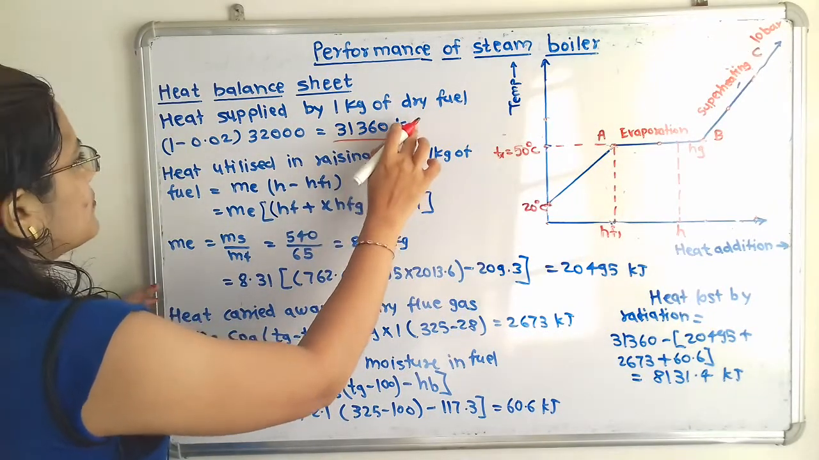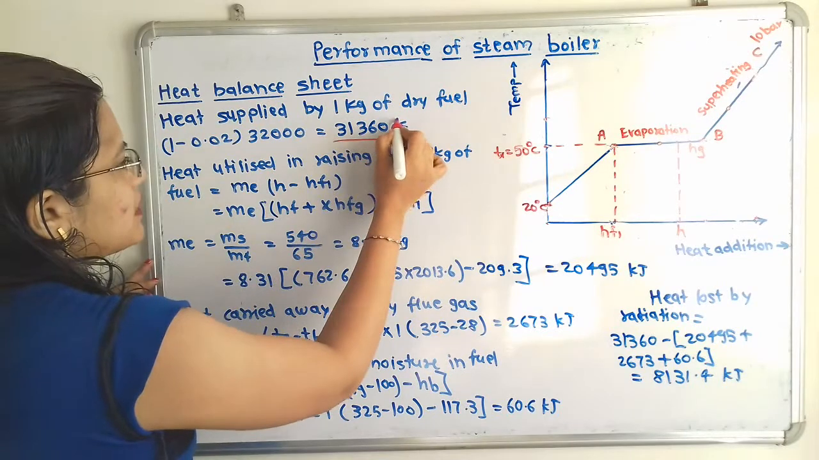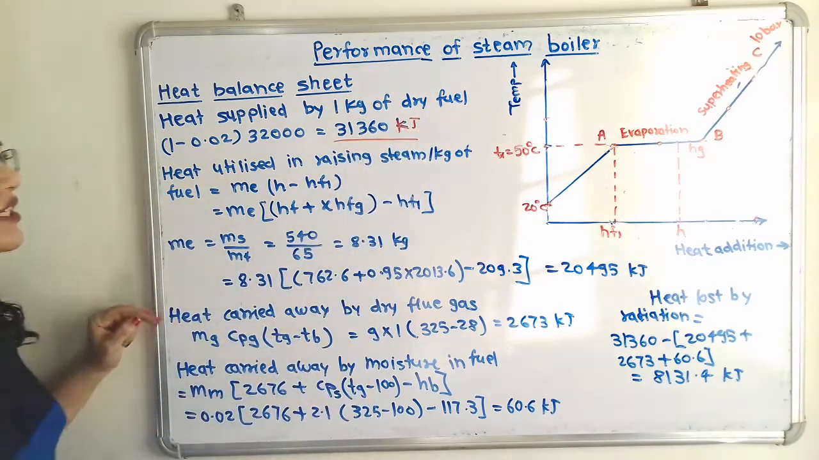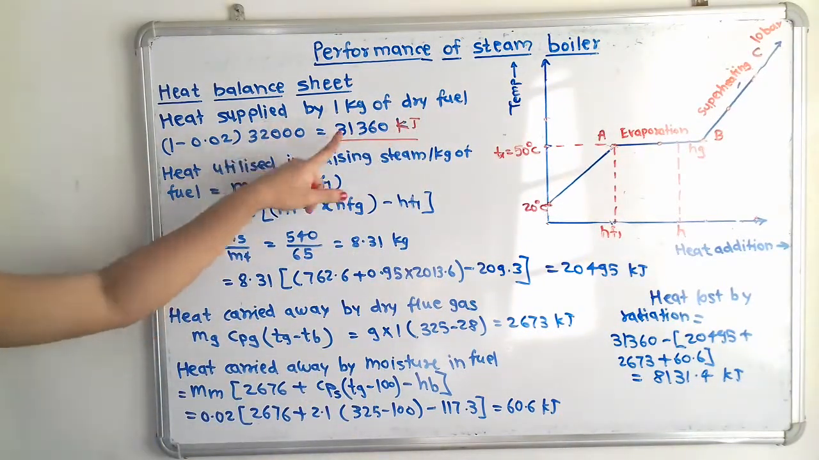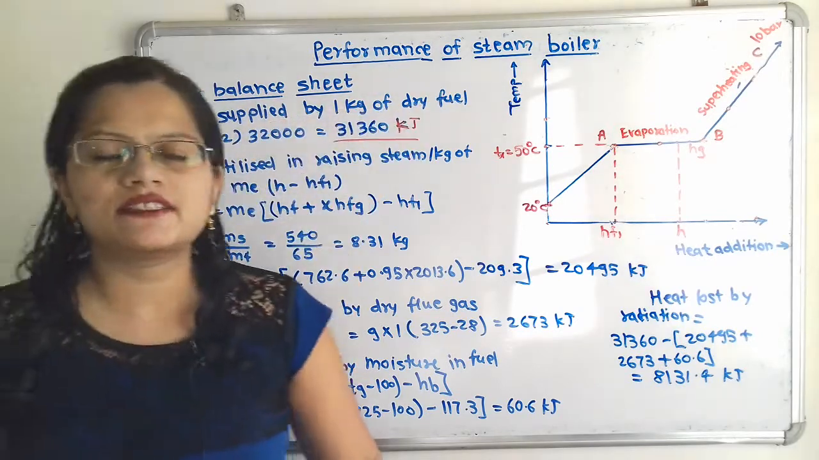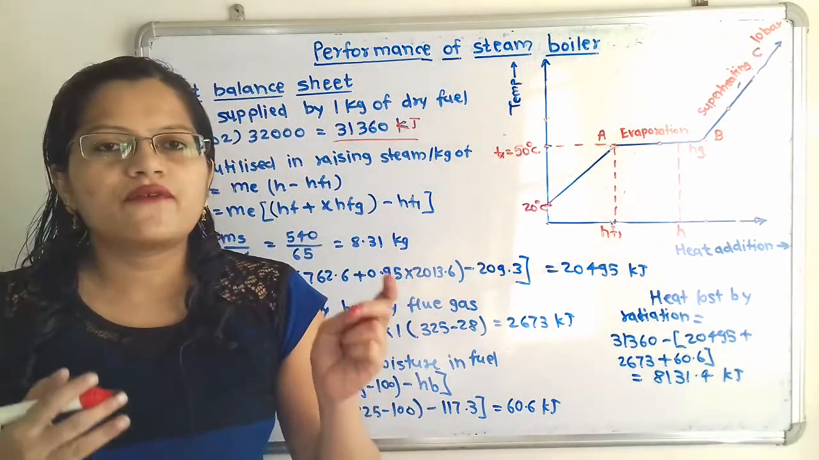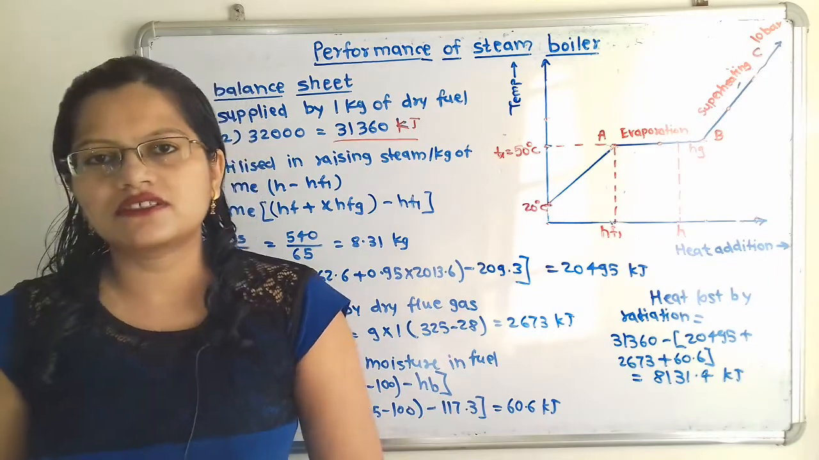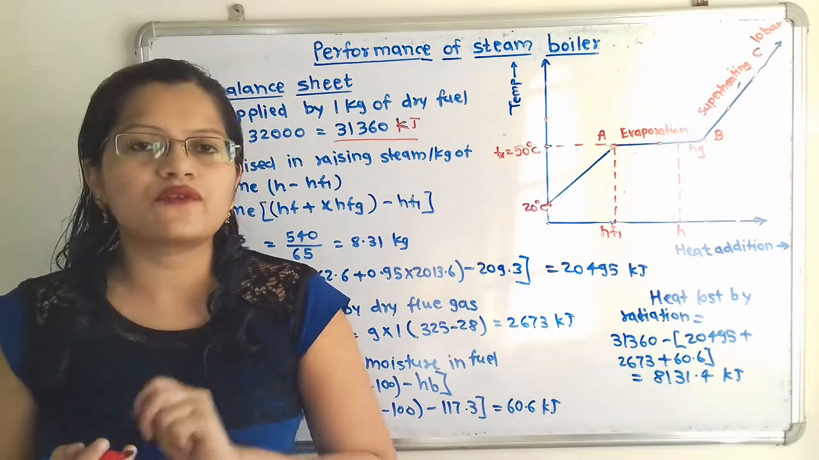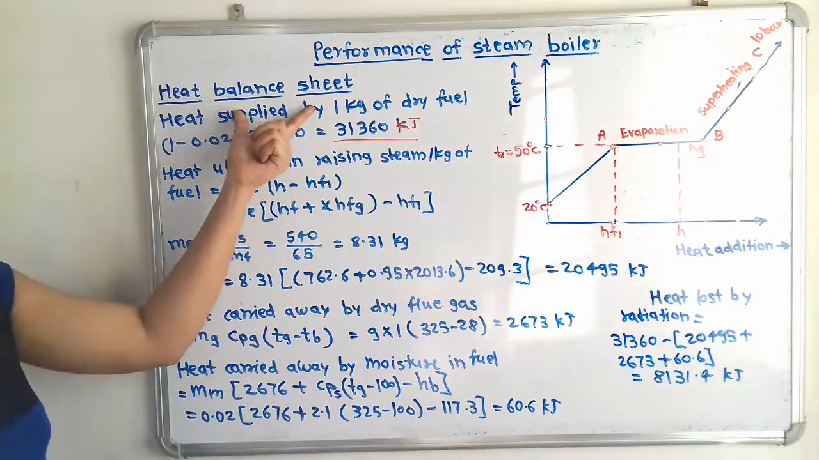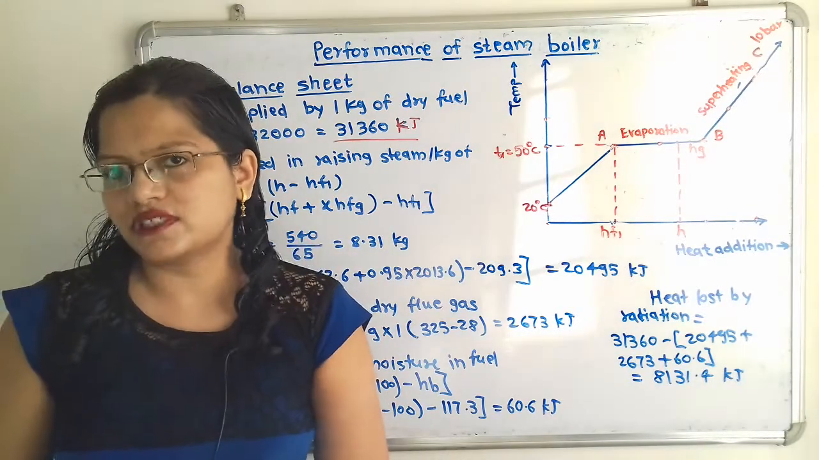kilojoule, because heat supplied is there. So this is the heat supplied. Now out of this total heat supplied, we have to find out the different ways of heat consumption, and we have to balance the heat supplied with the heat consumption.